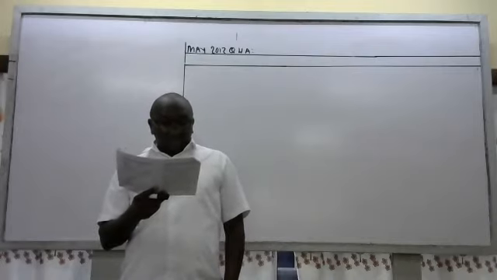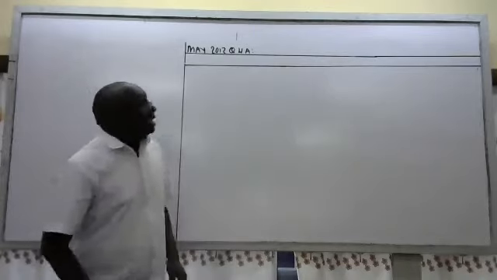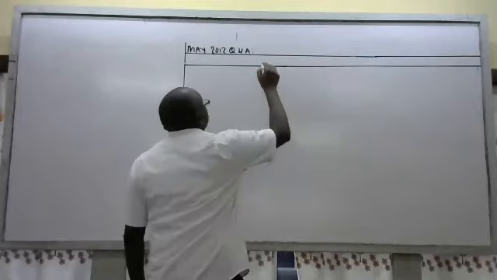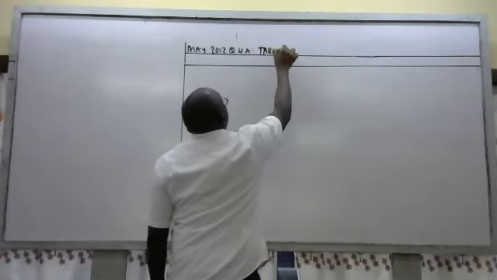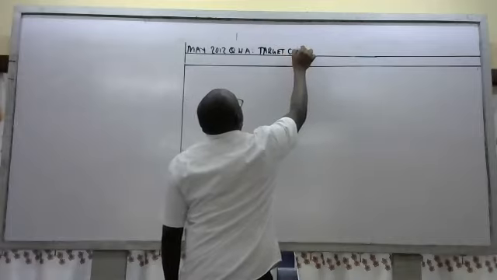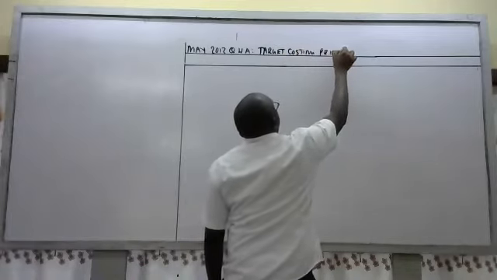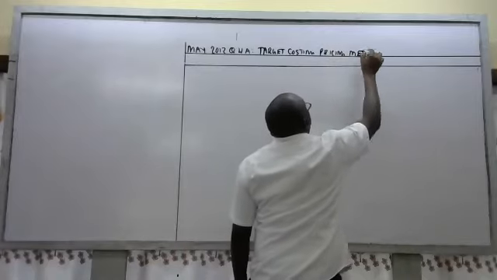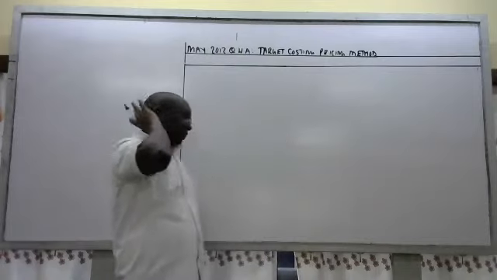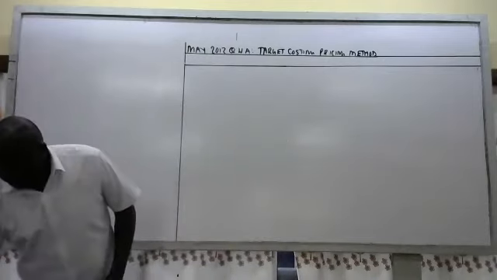And then we are told to get the total cost per unit. So this question is on target costing, pricing methods. I want us to read as we solve.